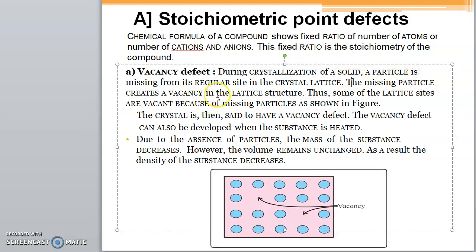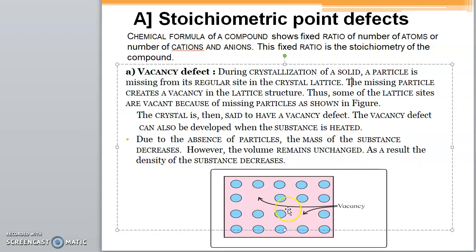If a particle goes missing from its regular site in the crystal lattice, now this is the crystal lattice. Look at the diagram, the entire thing is a crystal lattice. The missing particle creates a vacancy in the lattice structure. Remember, we are doing defects, defects which are caused by vacancy. Now here clearly you can see there is 1, 2, 3, 4, 5. So all these are particles inside it. But you see over here where the arrow is ending, over here and here, there is a vacancy created. So that means it's a defect.